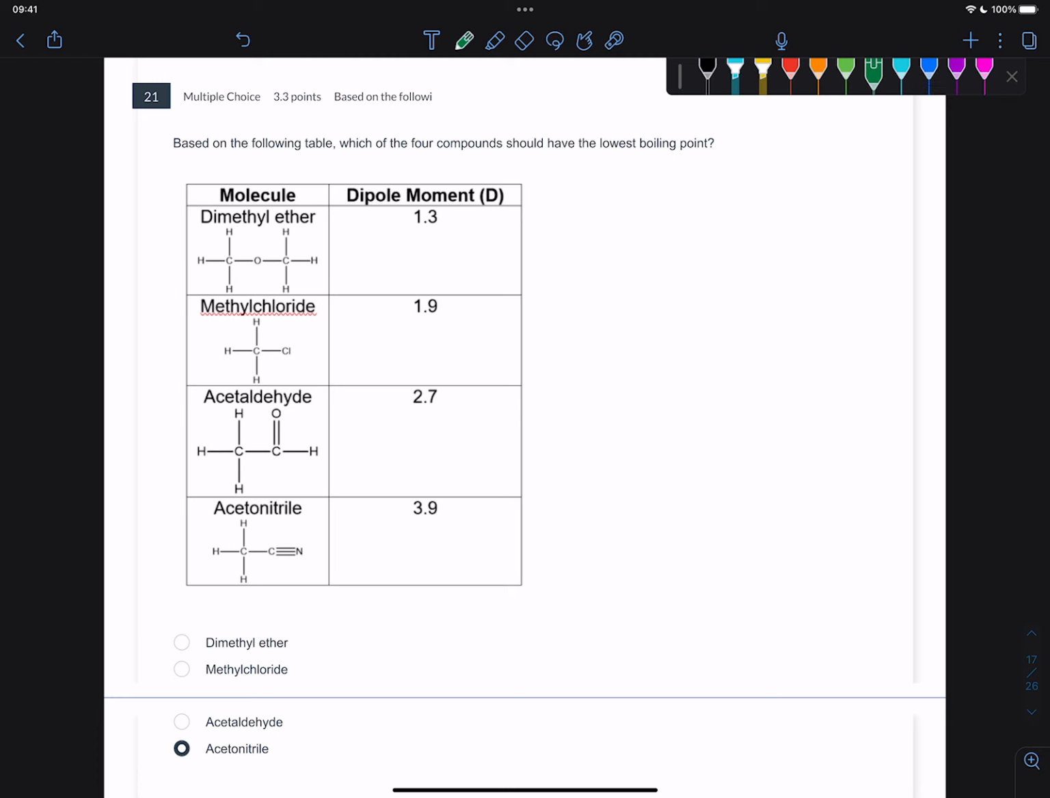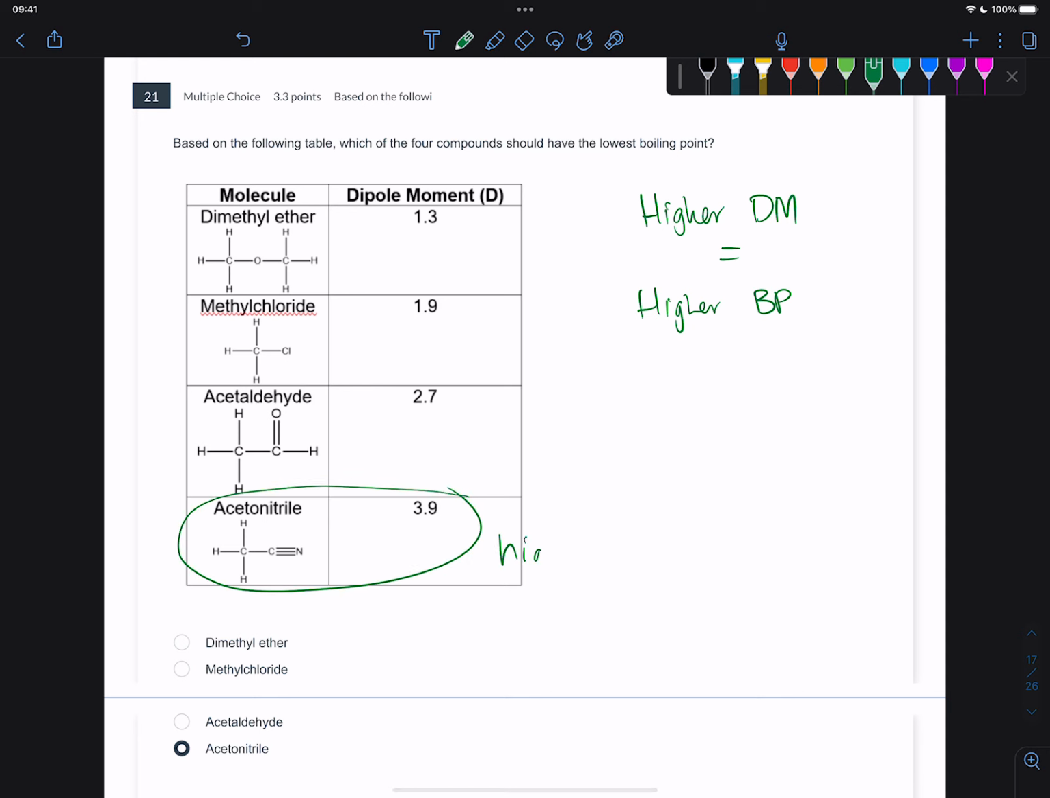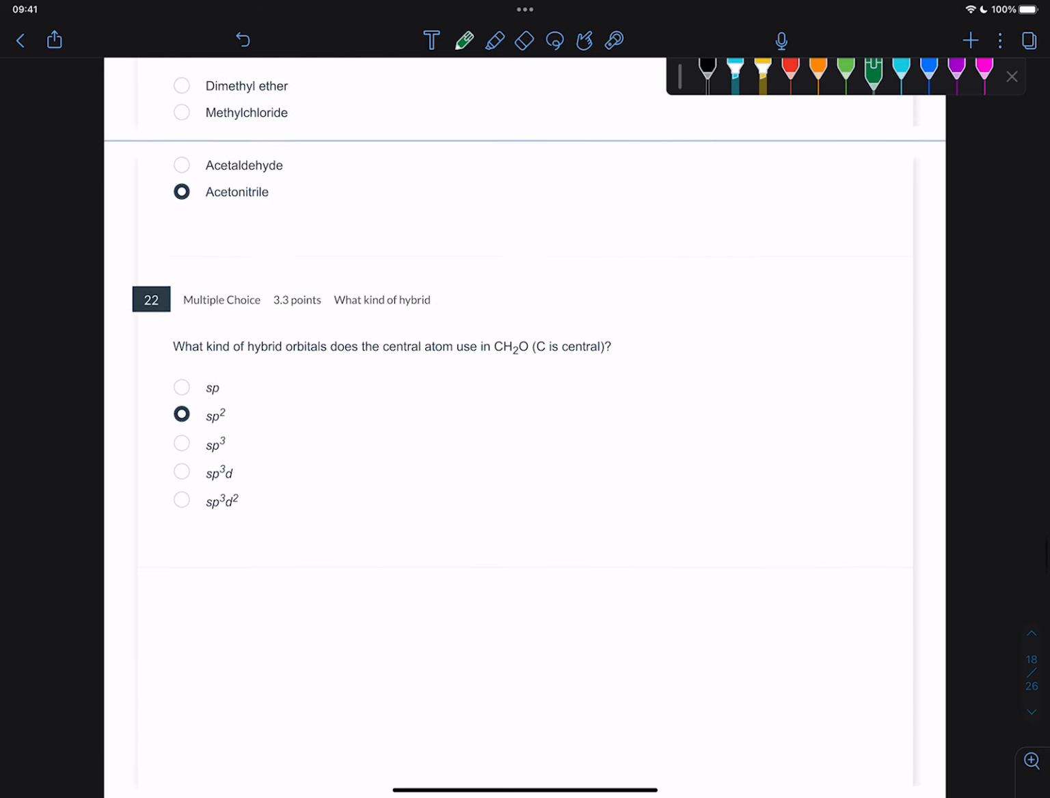So let's write that down. A higher dipole moment equals a higher boiling point. The dipole moment for acetonitrile is the highest, so it should actually have the highest boiling point. And the dipole moment for dimethyl ether is lowest, so it should have the lowest boiling point. So if this says the lowest boiling point, the answer should not be acetonitrile, I believe. I would double check with your professor, but maybe that's a typo.